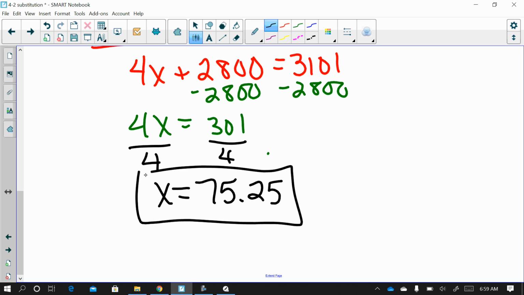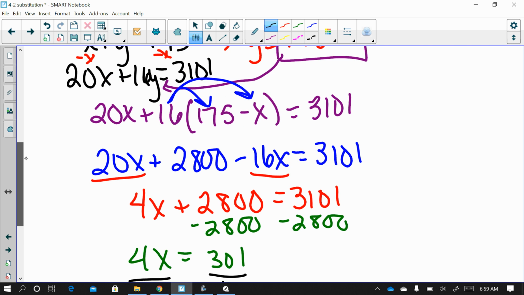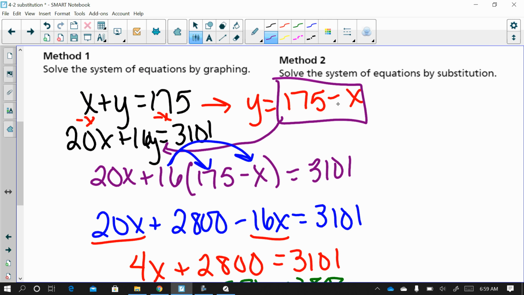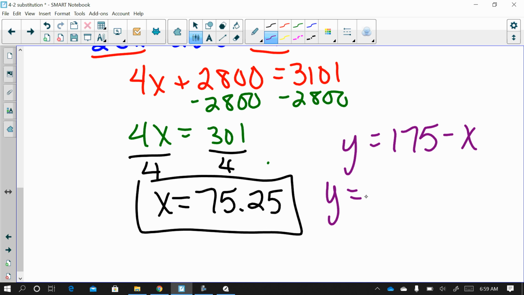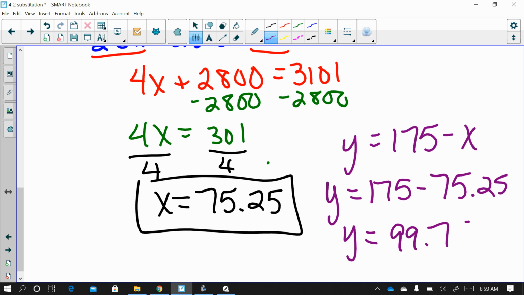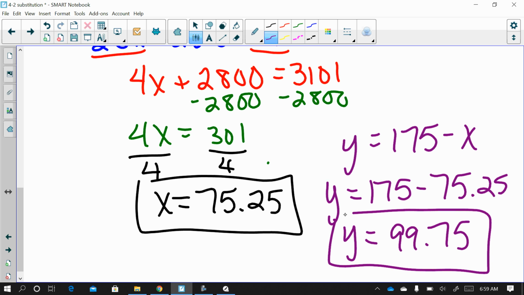Okay, however, we're not done. We need to solve Y now. Going back up here, I know that Y equals 175 minus X. So I can just plug in what my X is. So Y equals 175 minus 75.25. And 175 minus 75.25 is equal to 99.75. So it costs $75.25 for surfing and $99.75 for parasailing.